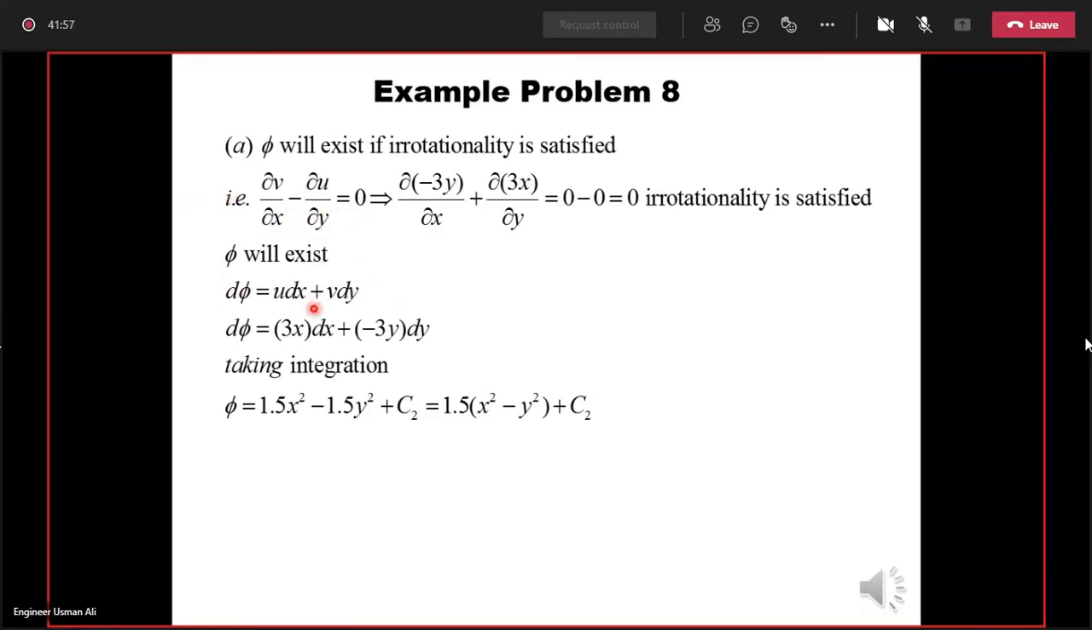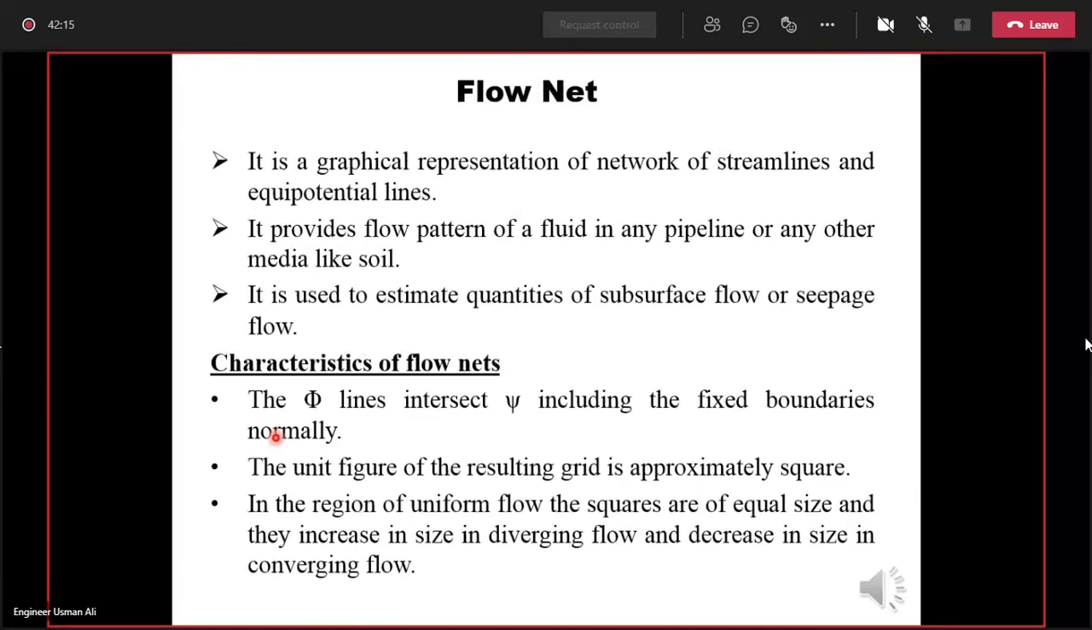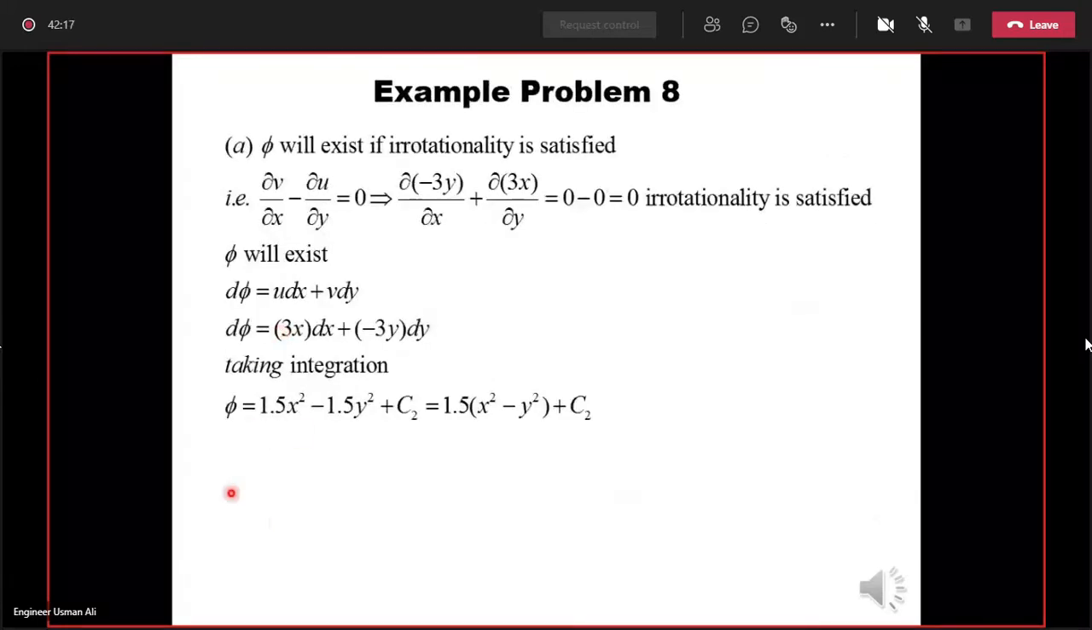The equation of phi: d phi is u dx plus v dy. So d phi is 3x times dx, and v is minus 3y, so minus 3y times dy. Taking integration, the integration of d phi is phi, the integration of 3x dx is 1.5 x square, and the integration of 3y dy is 1.5 y square with a negative sign, plus c2. So the answer for the phi equation is 1.5 x square minus y square plus c2.